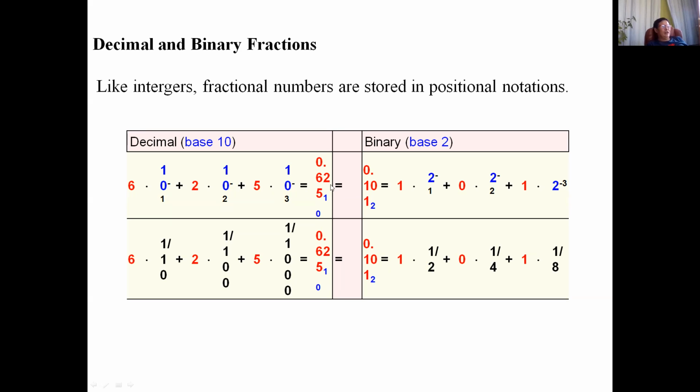Do you follow? The equivalent of 0.625 is 0.101 base 2, because the first one means 2 to the negative 1, which is 1 over 2 or 1/2. The 0 stands for 2 to the negative 2 or 1/4. And 1 stands for 2 to the negative 3 or 1/8. So the first 6 is 1 over 10, 2 is 1 over 100, and 5 is 1 over 1,000. That's 0.625. In binary, 1 times 1/2, 0 times 1/4, 1 times 1/8. We go smaller as we go to the right. Any questions so far?